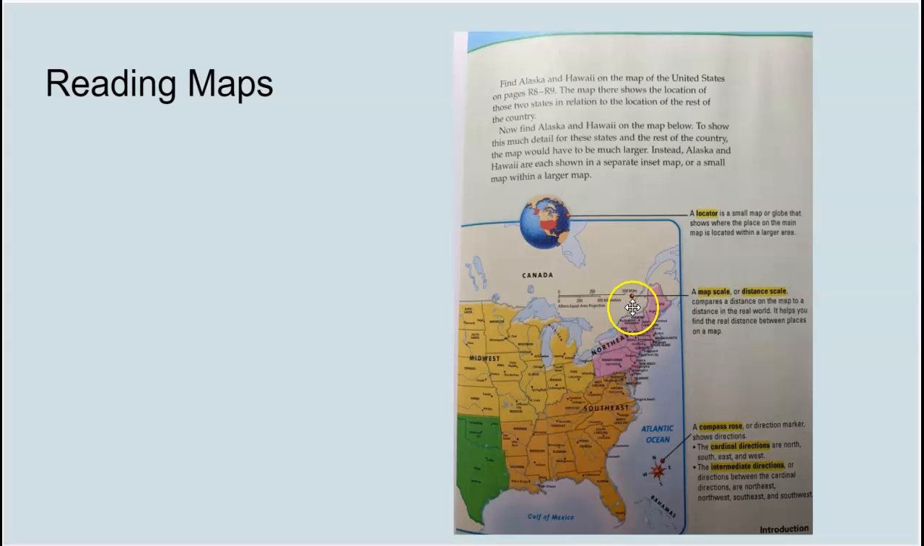A map scale, you'll notice this little line pointing to here, or a distance scale, compares a distance on the map to a distance in the real world. It helps you find the real distance between places on a map. Down here, a compass rose or a direction marker shows directions. The cardinal directions are north, south, east, and west. The intermediate directions, or directions between the cardinal directions, are northeast, northwest, southeast, southwest.